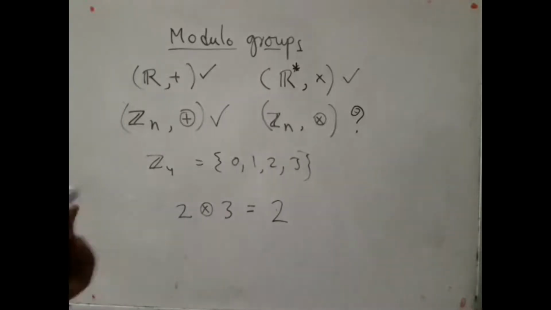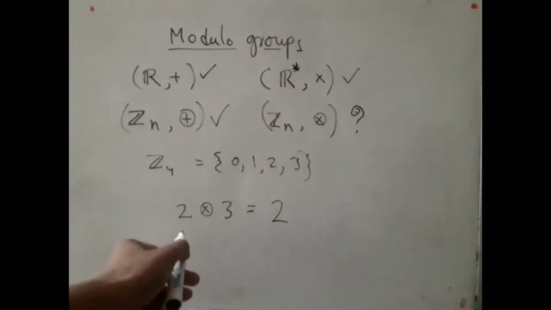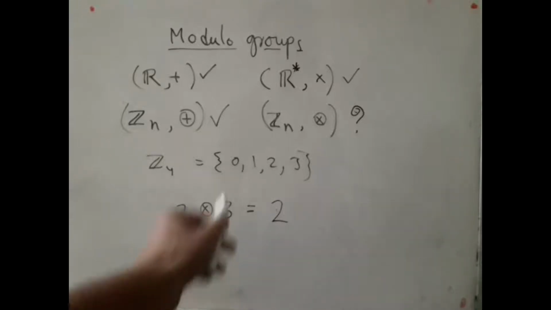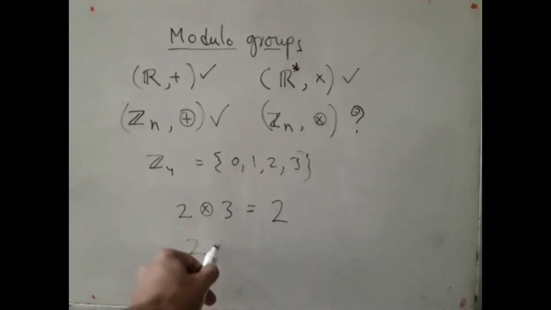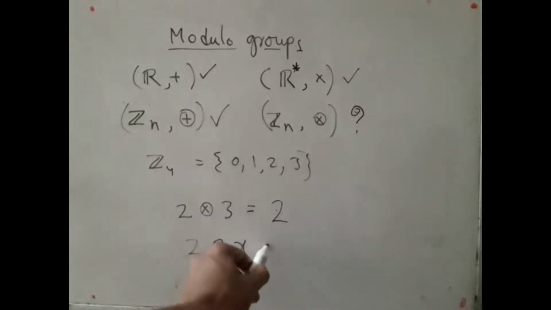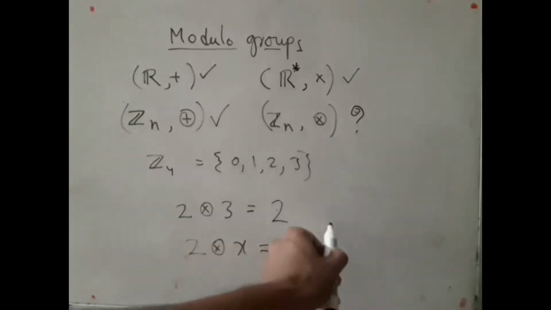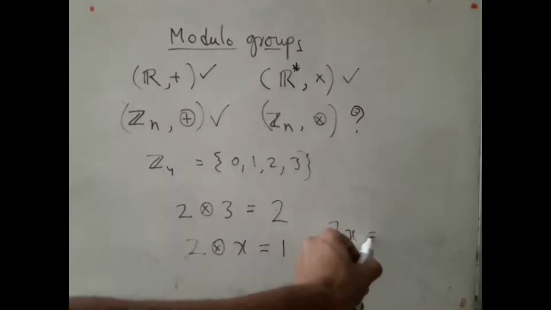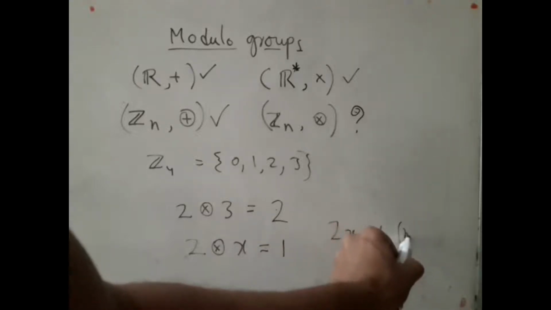No problem with associativity because it is derived from ordinary multiplication, which is associative. However, inverse is a problem. For example, let's take 2. If I say some x here is the inverse of 2, I will need 2 times x to be equal to 1. That is, 2x must be equal to 1 mod 4.